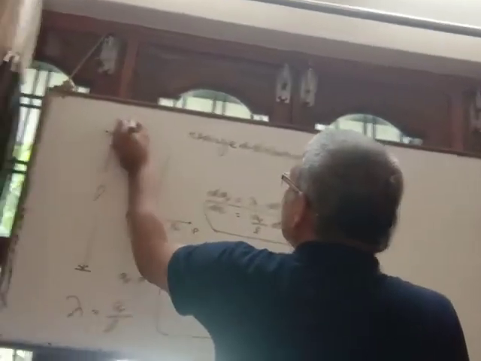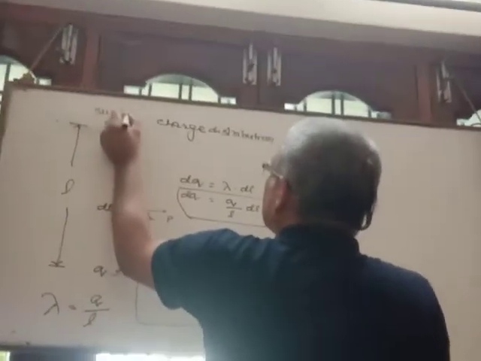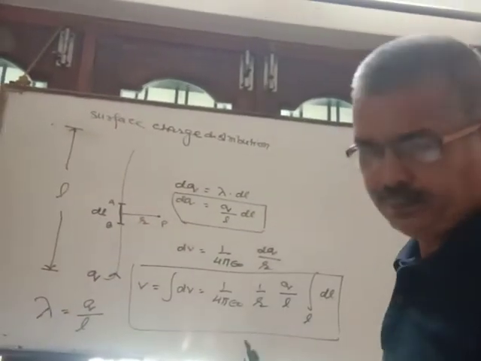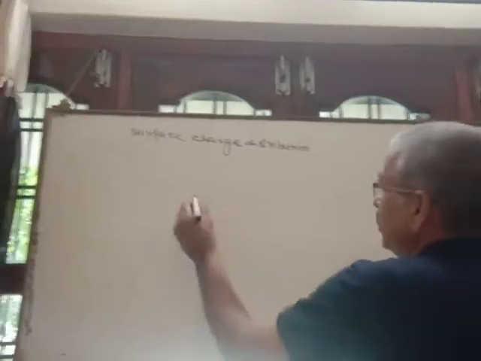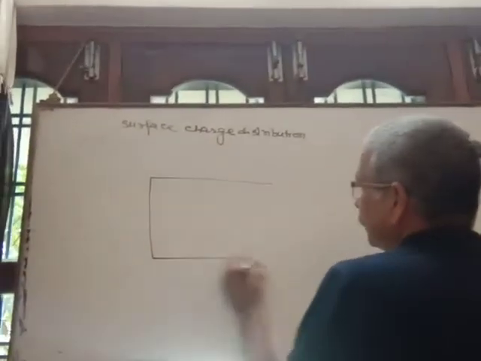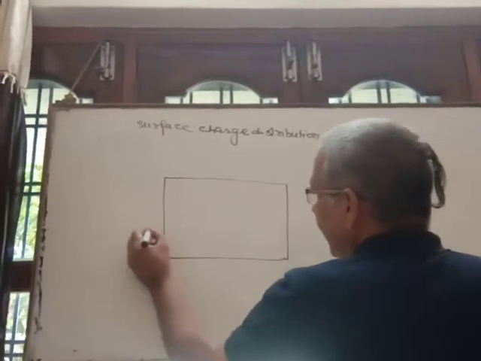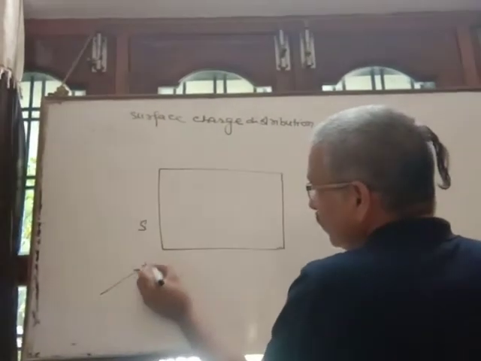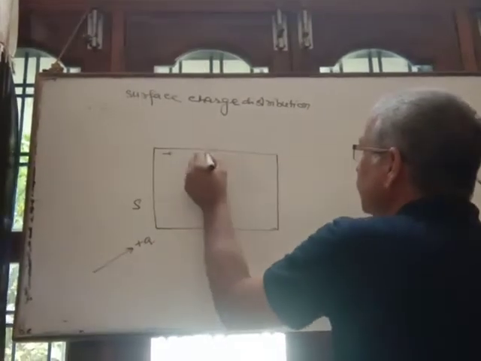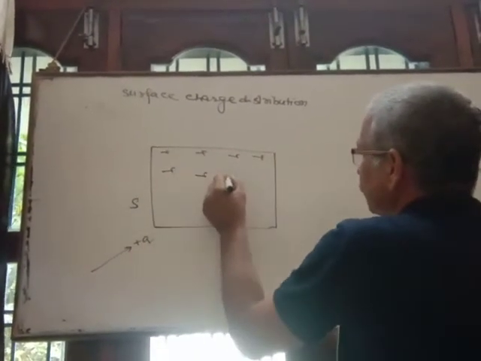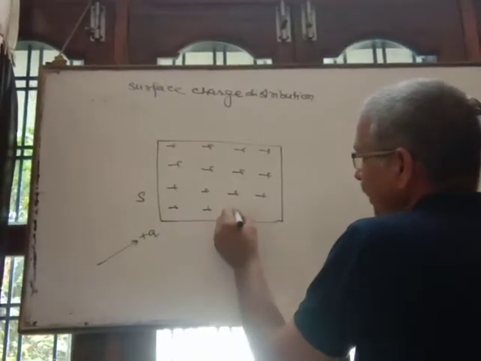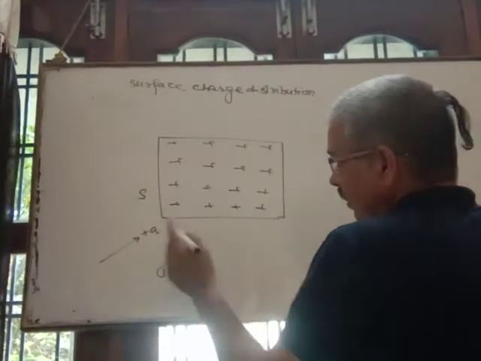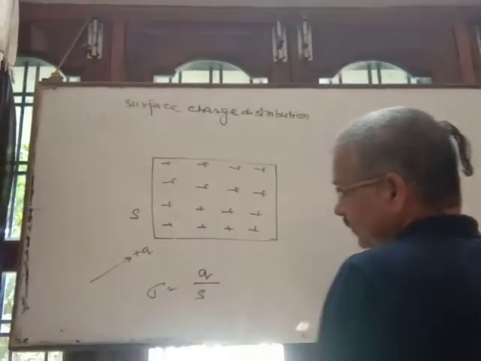Due to surface charge distribution. Suppose we have a metallic plate of surface area S, and charge plus Q is given to it, and this charge distributes throughout its surface. So what is the surface charge density of this plate? Sigma is equal to net charge by surface area.